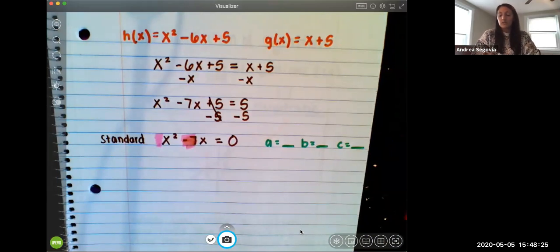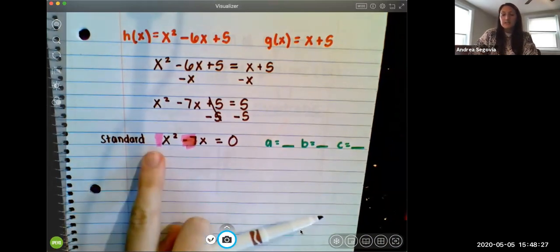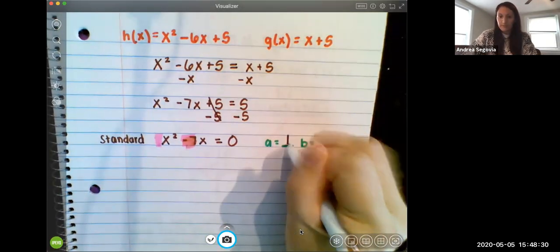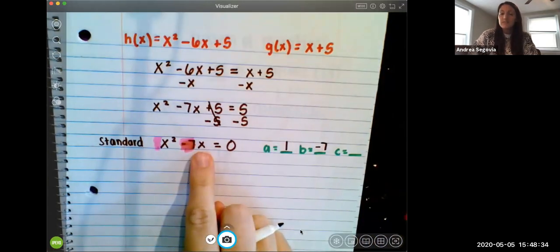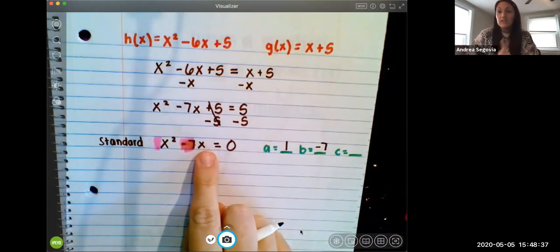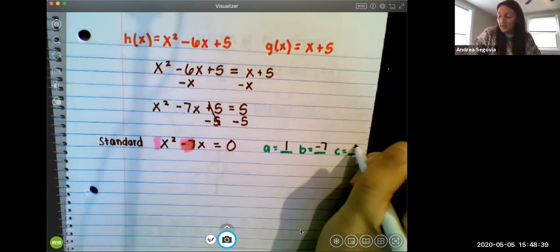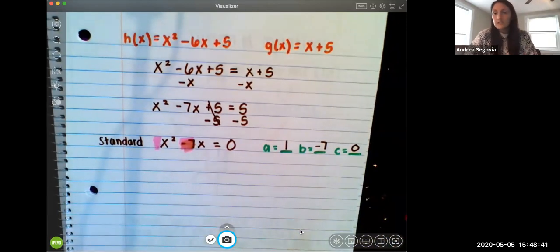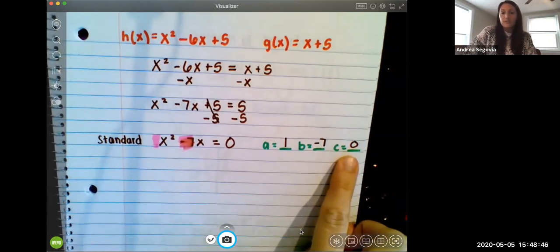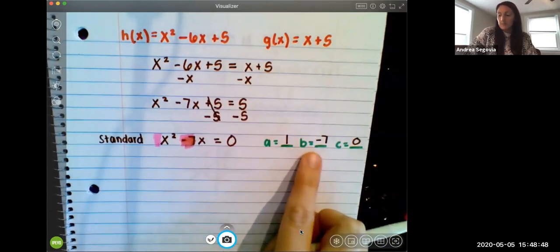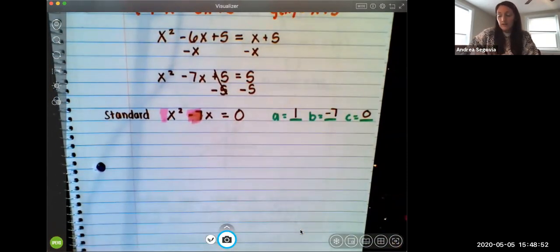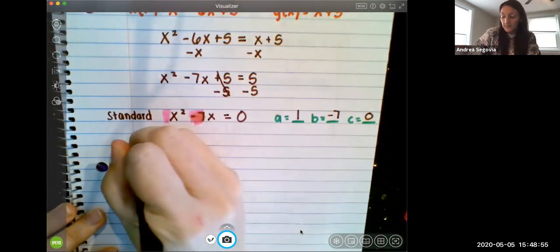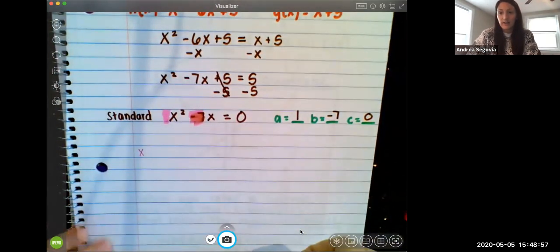My A value looks like it's not there, but it's secretly there, which is the number 1. My B value is -7. And my C value, even though it looks like it's not there, it really is because it's technically the value of 0. No C value means there is no C, which is just the value of 0. So now I have my A, my B, and my C. I'm going to plug this into my quadratic formula, which we learned last week was x, I'm going to do my song again, ready?